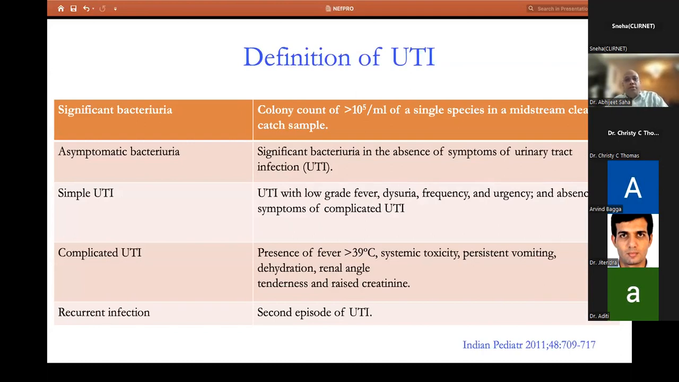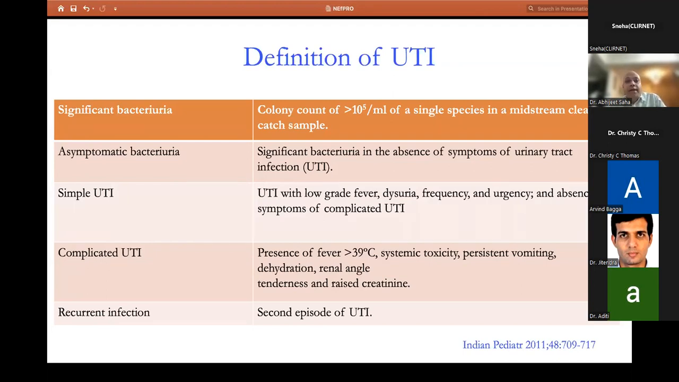So now, once you collect the urine, you have to wait for the urine culture, because that will give you whether this child is having urinary tract infection or not. So what is significant bacteriuria? A colony count of more than 10 raised to the power 5 per ml of a single species in a midstream clean catch sample is defined as significant bacteriuria. And if it is there, then you will say that this child is having urinary tract infection.